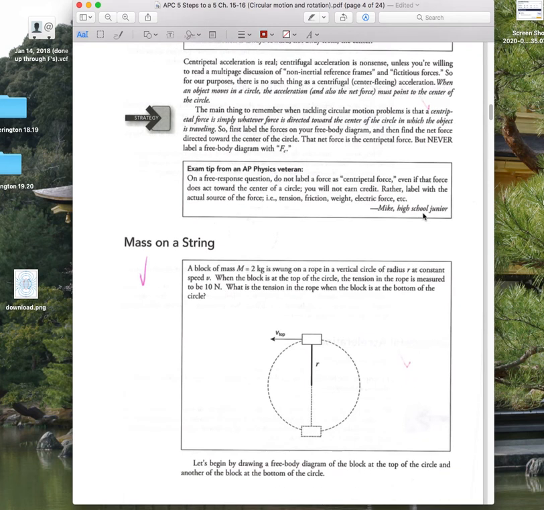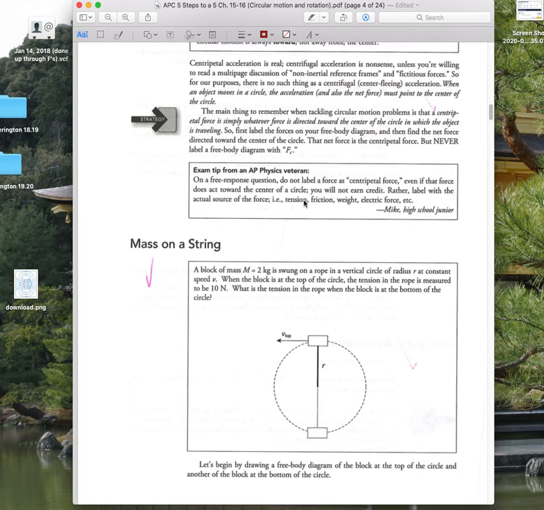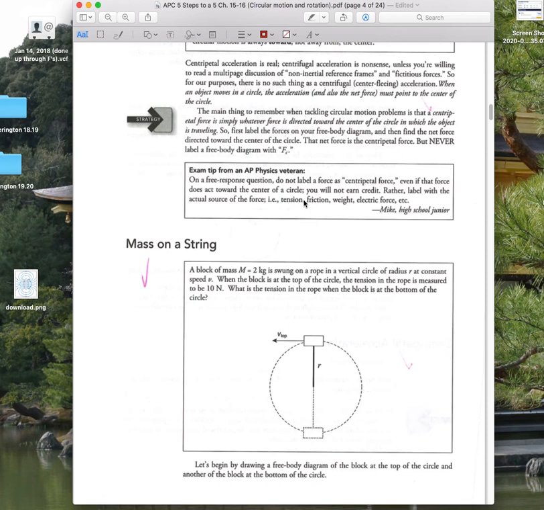Yeah, that's a good point. Don't label a force on something as a centripetal force, although you will not be asked to make free body diagrams. You may be asked to interpret them. So again, you would never label something as a centripetal force. You would label it as something causing that, like a gravitational force, or who knows what else it could be.